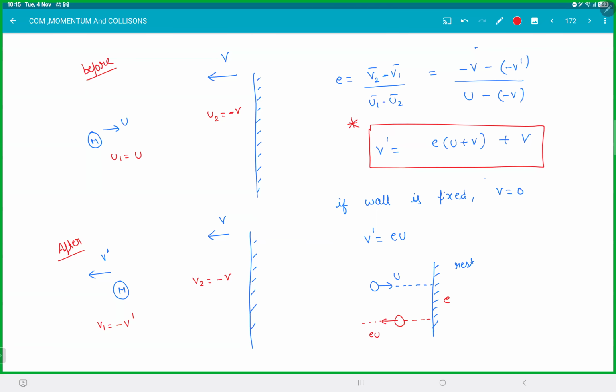So now you can do what Arya is saying. If you stop the wall and if you can use the result, then it will become pretty easy to solve. If you stop the wall, the wall will think the ball is coming with U plus V. So it will bounce back with E times (U plus V). But this is with respect to the wall, so add plus V. Clear with this? Any doubts on this? So whenever you hit a wall with speed U, you bounce back with EU. Got it.